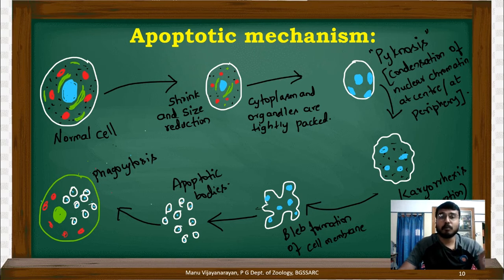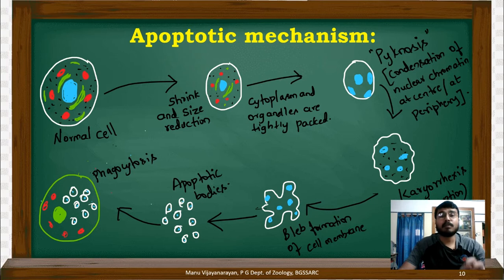Karyorrhexis is a valuable step in the entire apoptotic mechanism because the distribution of the cell wall happens to each and every organelle that is present within it. By the end, karyorrhexis initiates bleb formation, that is the crest and trough formation. This is a step where the breaking down of the cell membrane of the cell takes place, and the broken down cell membrane is equally distributed to all cell organelles which are situated within it.